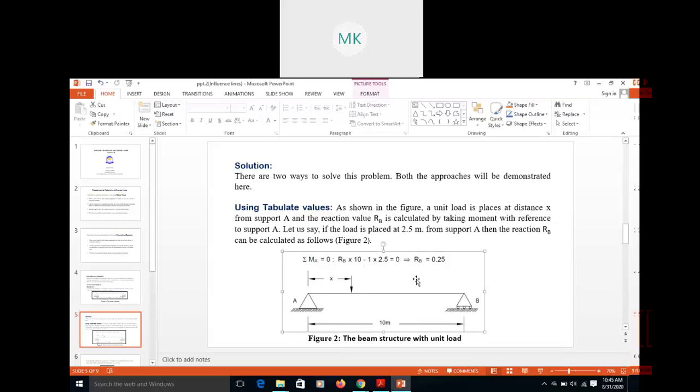Okay, here why 2.5? It is saying that, let us say the load is placed at 2.5 meter from support A, then the reaction RB can be calculated as follows. So I think it's very easy. I think all of you know this. How do we need to find this?